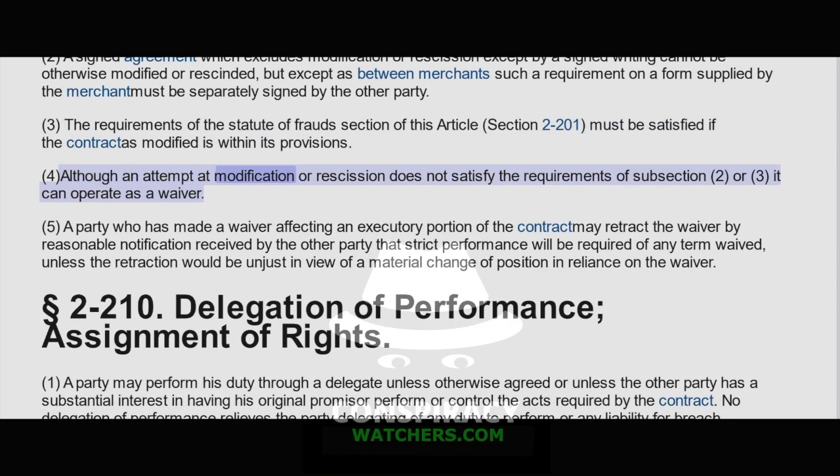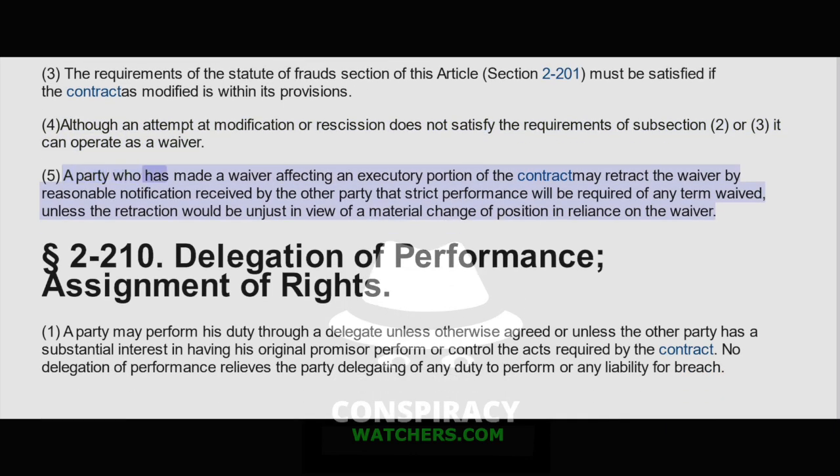Although an attempt at modification or rescission does not satisfy the requirements of subsection 2 or 3, it can operate as a waiver. A party who has made a waiver affecting an executory portion of the contract may retract the waiver by reasonable notification received by the other party that strict performance will be required of any term waived, unless the retraction would be unjust in view of a material change of position in reliance on the waiver.